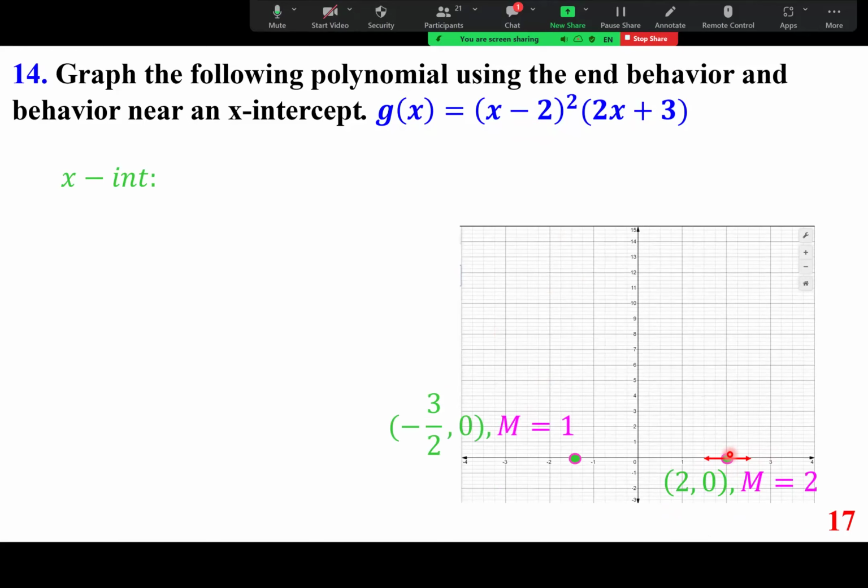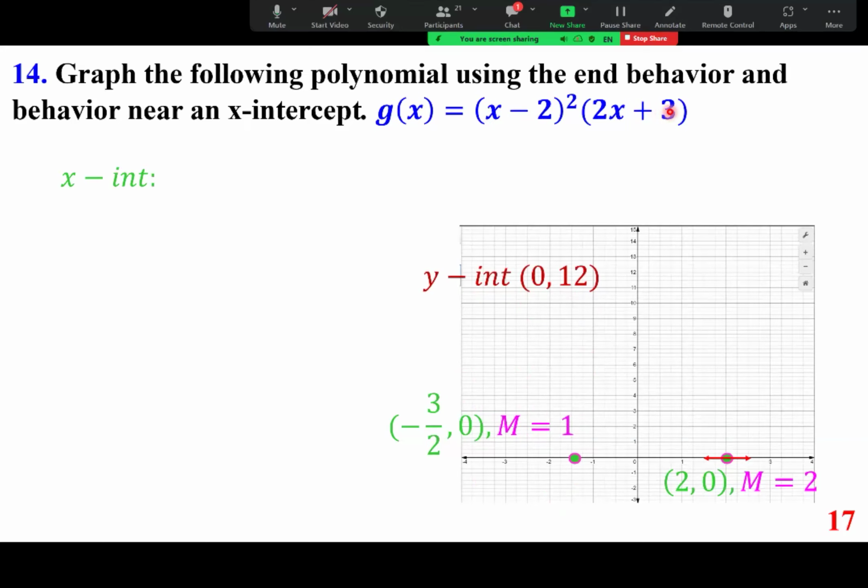Now, y-intercept. If you replace x with 0, you get minus 2 squared is 4, times 3 is 12. So you get 0, 12. So plug in 0. Negative 2 squared is positive 4. This goes away, times 3 is 12. And so you have that pair.